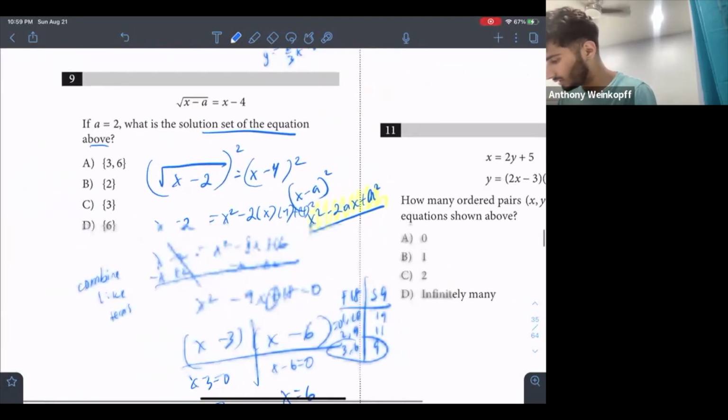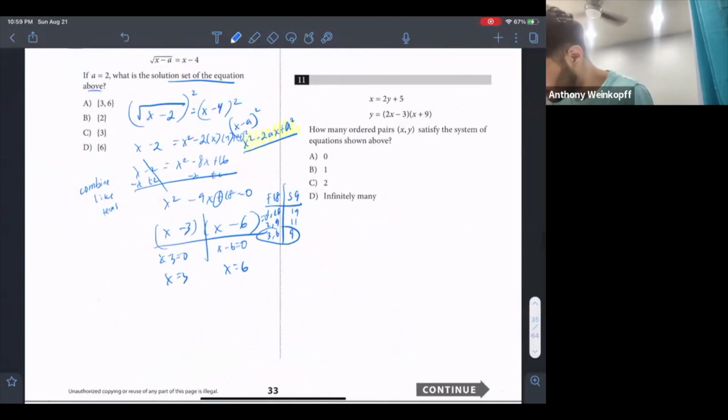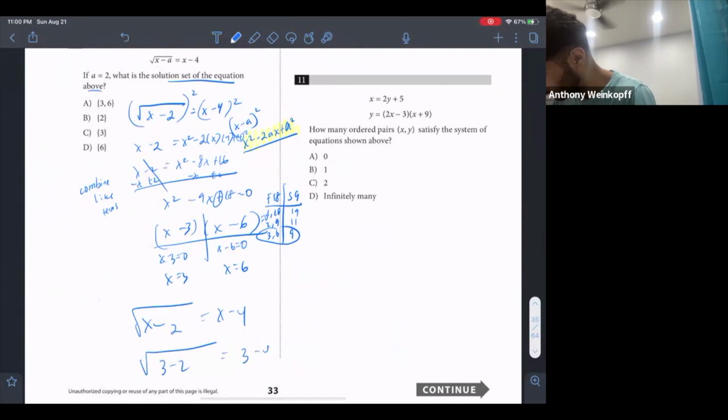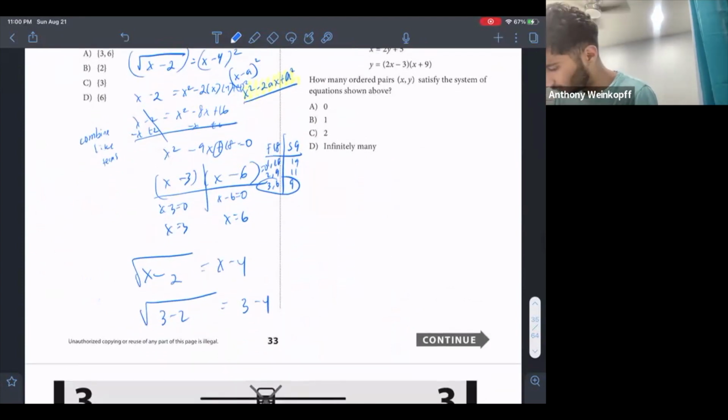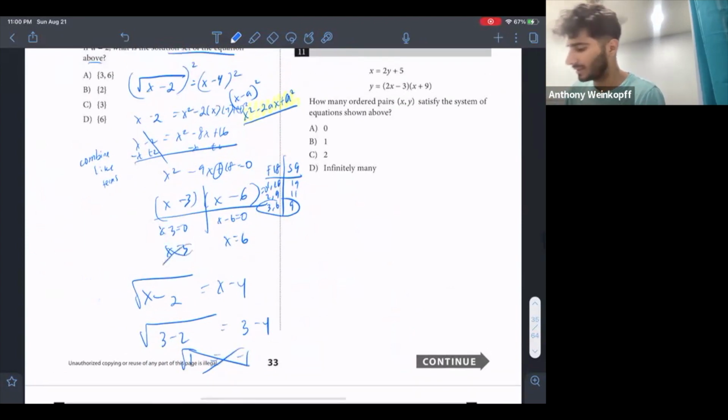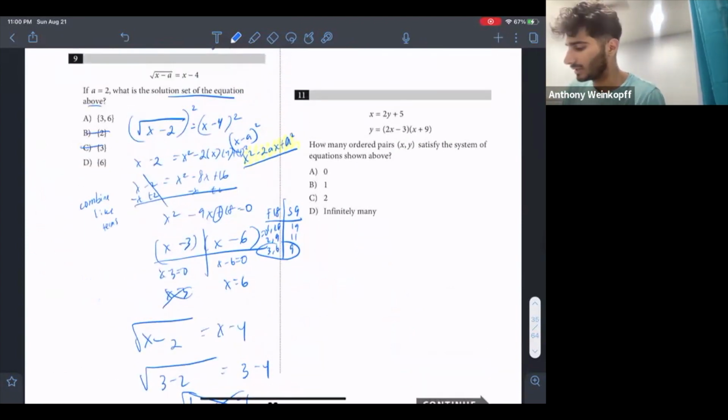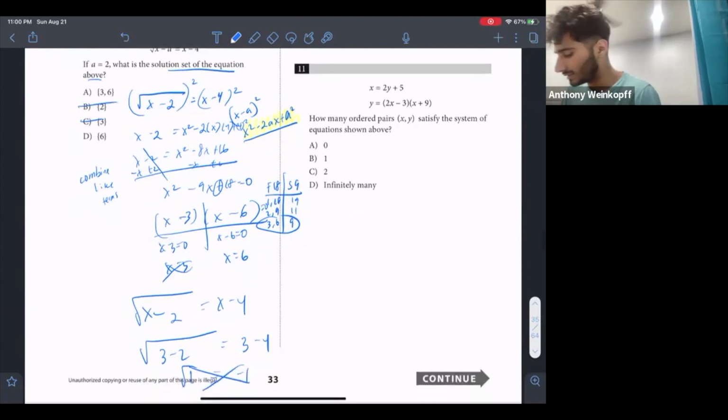Now let's double check. If x minus 2 is equal to the square root of x minus 4, we can do 3 minus 2 is equal to radical 3 minus 4. Radical 1 is equal to negative 1. That's not true. So x is not equal to 3. So that's eliminated. 2 is already not in the question because it's either 3 or 6. And since 3 is not in the answer, it has to be choice D.